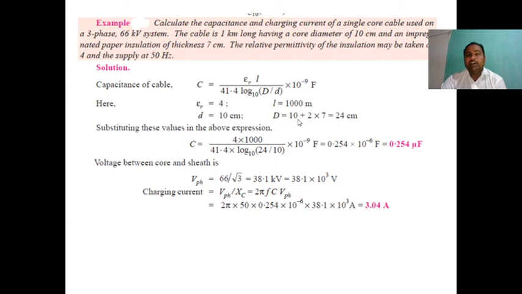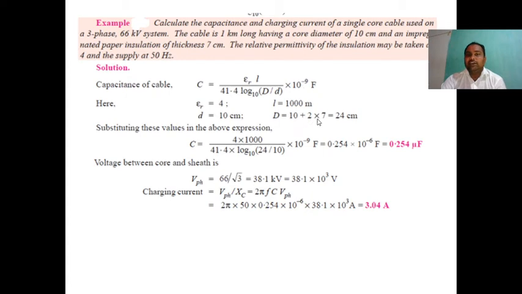So how can you calculate the capital D? The core diameter is 10, and they have thickness 7 centimeters. The thickness is on both sides. If there is a circle, there is thickness on this side and this side, left hand side and right side, two thicknesses. So the thickness is 2 into 7. While calculating the radius, we consider only one thickness, but while calculating the diameter, we consider both thicknesses, on the left hand side and also the right hand side.